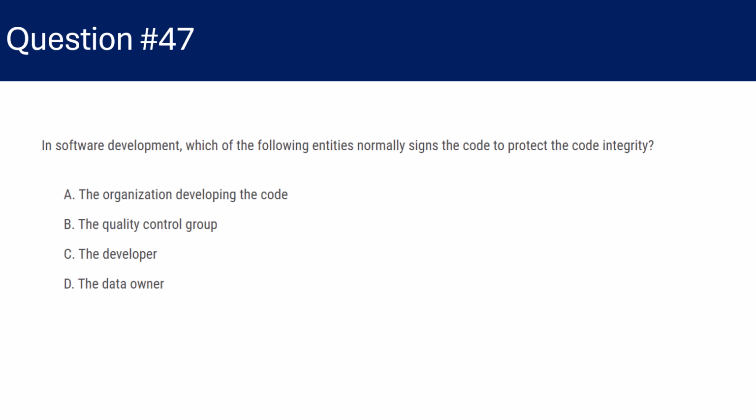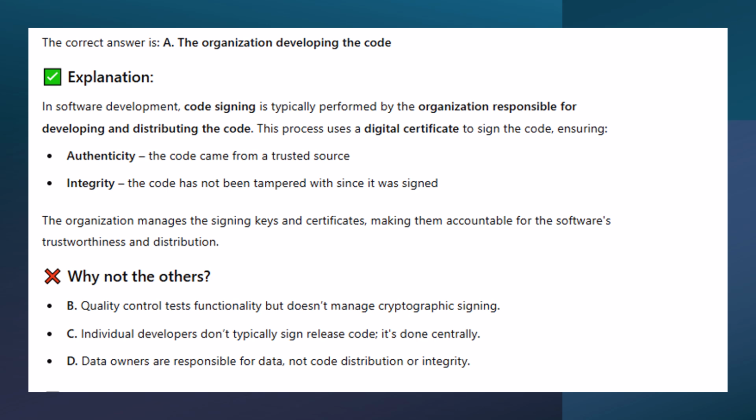Question 47. In software development, which of the following entities normally signs the code to protect the code integrity? A, the organization developing the code. B, the quality control group. C, the developer. Or D, the data owner. The correct answer here is A, the organization developing the code.